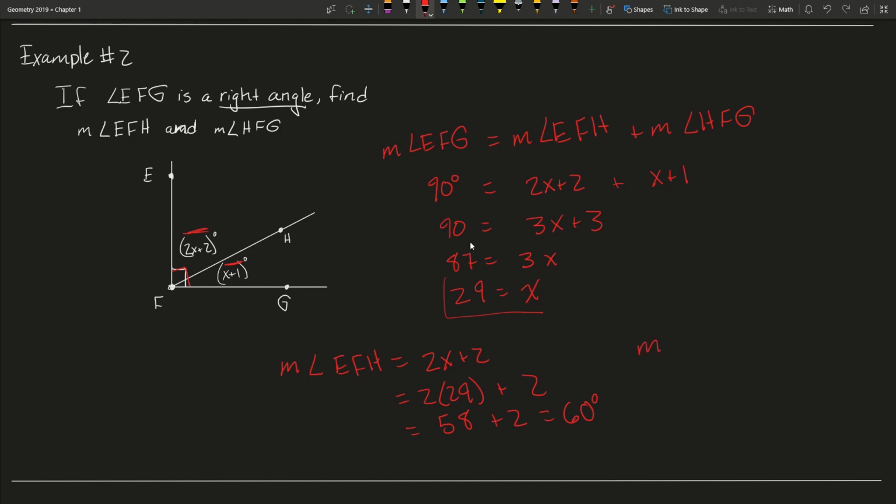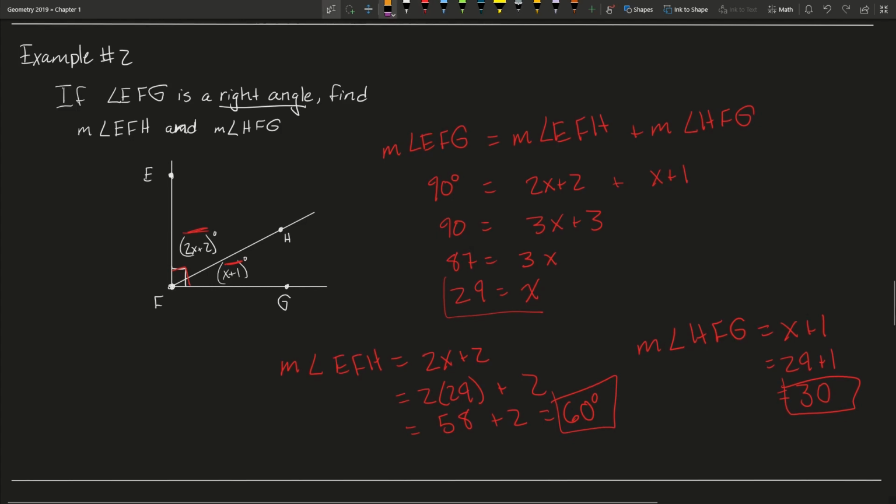Then the measure of angle HFG is equal to x plus 1 degrees. So this is 29 plus 1, which is 30. We can check this because 60 plus 30 should equal 90, and it does.